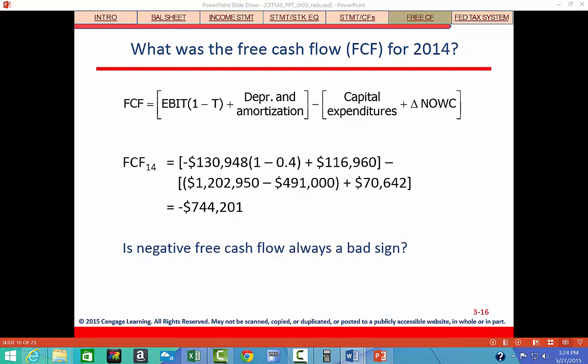And you can see from the calculation that the free cash flow for 2014 is negative $744,000. Based on this, the situation is a bad sign, but it's not always a bad sign in every situation. Many rapidly growing companies have negative free cash flows because the fixed assets and working capital needed to support rapid growth generally exceed cash flows from existing operations. That is not bad, provided the new investments will eventually be profitable and contribute to the free cash flow.